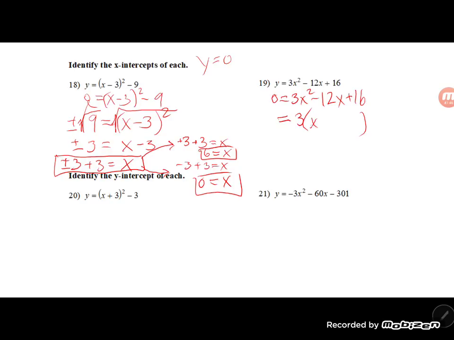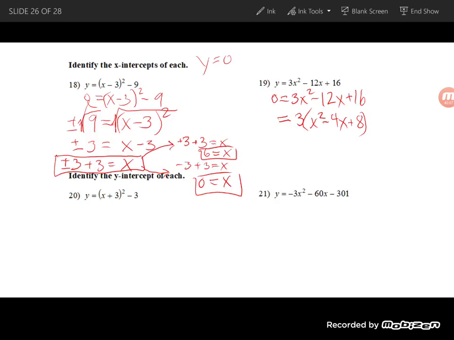That's going to give me x squared minus 4x plus 8. Is that right? I feel like that's not right. Oh, wait a second. Can I not factor this? Hold on one sec, guys.